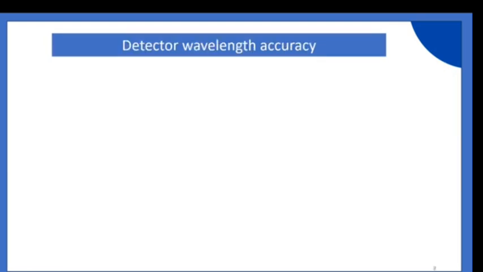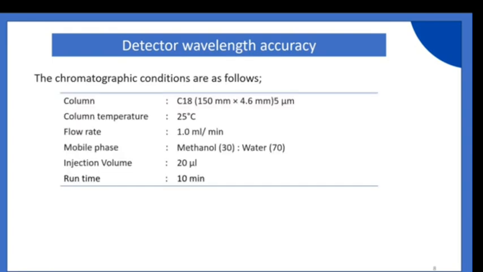Now move on to the next parameter, that is detector wavelength accuracy. Let us see the chromatographic conditions. Column is C18 150 into 4.6 mm 5 micron or any equivalent. Column temperature is 25 degrees Celsius. Flow rate is 1 ml per minute. Mobile phase is methanol water in the ratio 30:70. Injection volume will be 20 microliter and run time is 10 minutes.